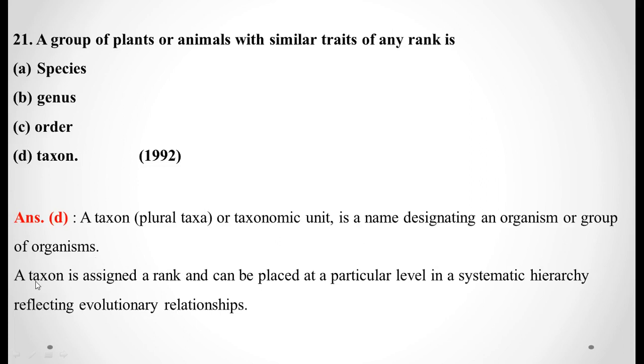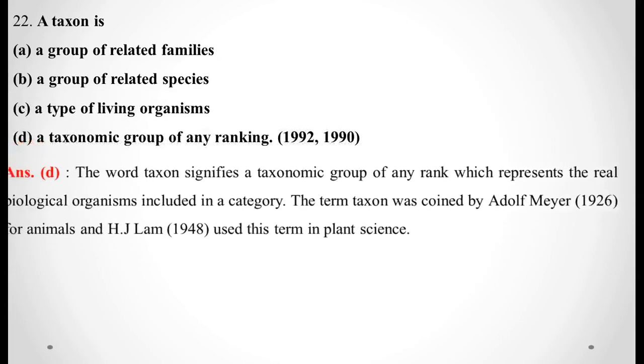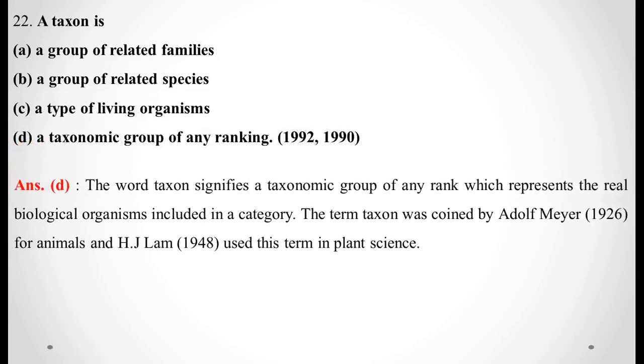The next question is, a taxon is a related family, a group of related species, a type of living organism, or a taxonomic group of any ranking. The right answer is D. The word taxon signifies a taxonomic group of any rank which represents the real biological organisms included in the category. The term taxon was coined by Adolf Meyer in 1926 for animals, and H.J. Lam in 1948 used the term for plant species.